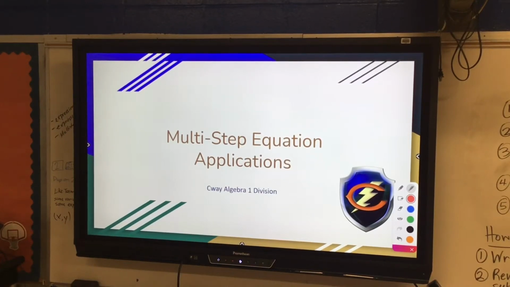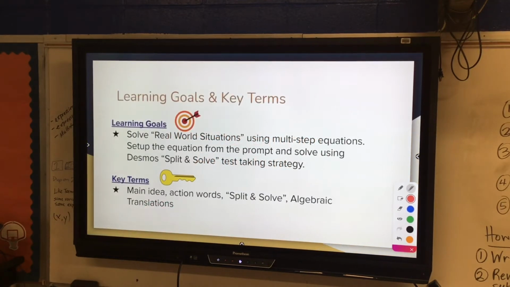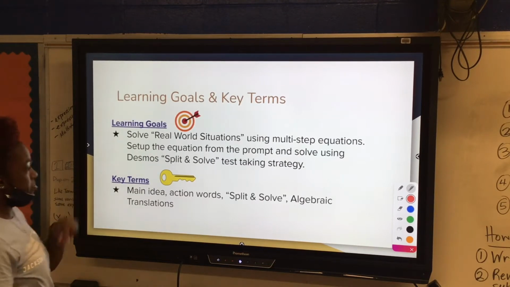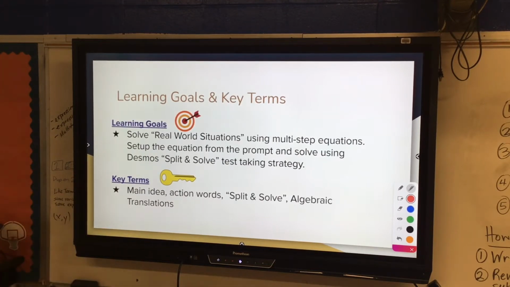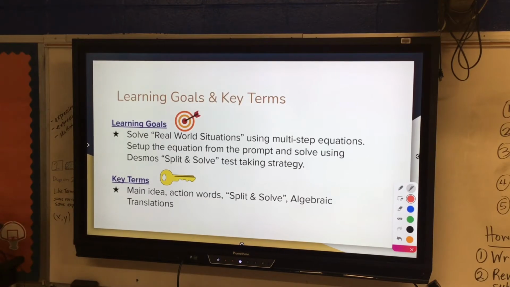Today we'll be doing multi-step equation applications. Learning goals and key terms: solve real-world situations using multi-step equations. Set up the equation from the prompt and solve using Desmos, split and solve, test-taking strategy. All right, key terms: main idea, action words, split and solve, algebraic translations.